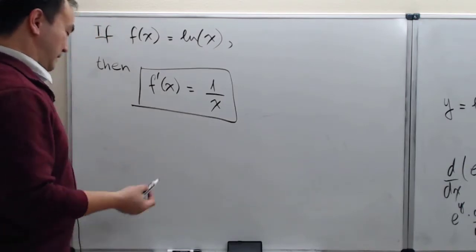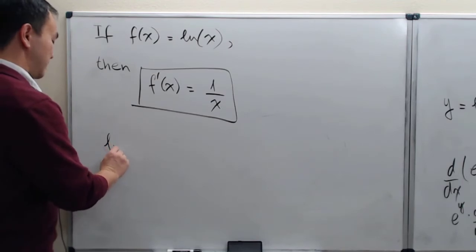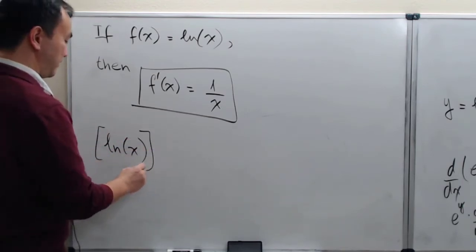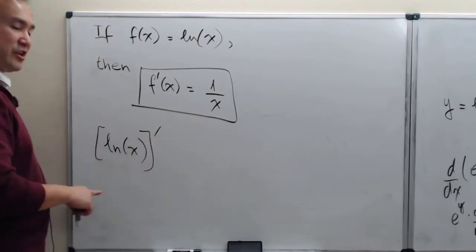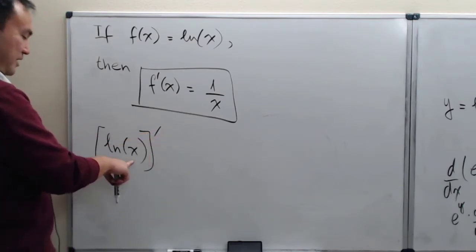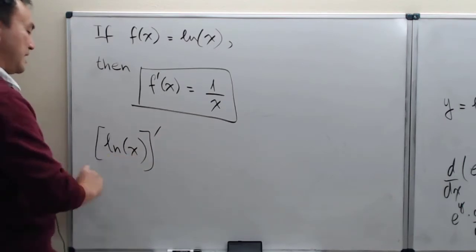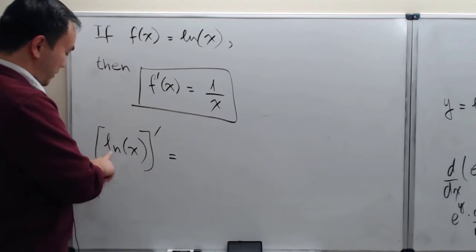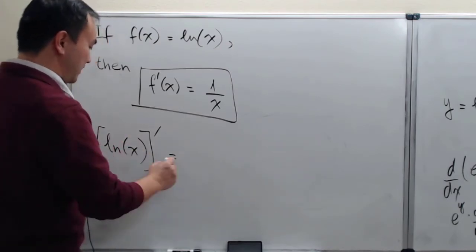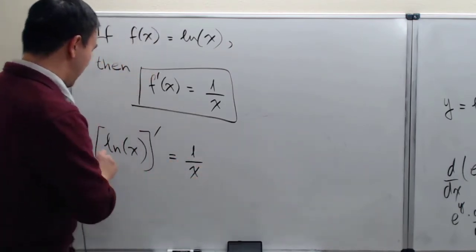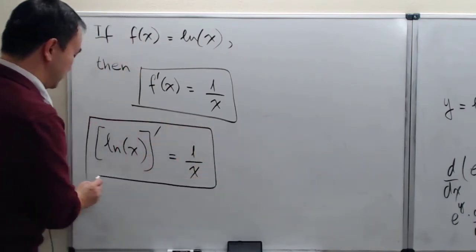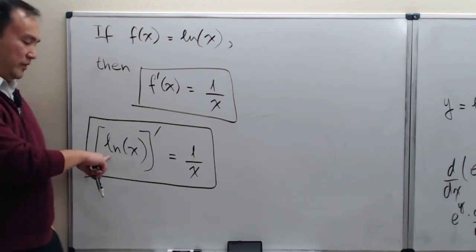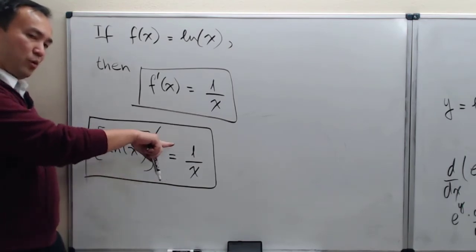All right, so a short way of writing this rule, the derivative of the natural log function. This prime symbol assumes the variable is the x right here, the only variable written in the problem. So natural log of x, take the derivative, gives us 1 over x. That's another way of writing your rule for taking the derivative of a natural log of x function. The derivative of natural log of x equals 1 over x.